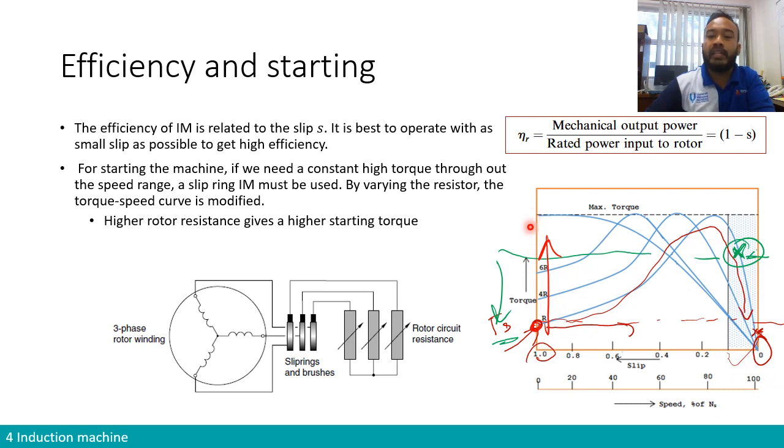And if you add more and more, it could end at starting torque equals maximum torque, but the curve now is going to be like this. So if you have a much higher rotor resistor, the starting torque will be much higher, and the form of the torque versus speed curve will change. So for starting the machine, we manipulate the value of the resistance of the rotor in order to increase the starting torque. So higher rotor resistance gives a higher starting torque, right?